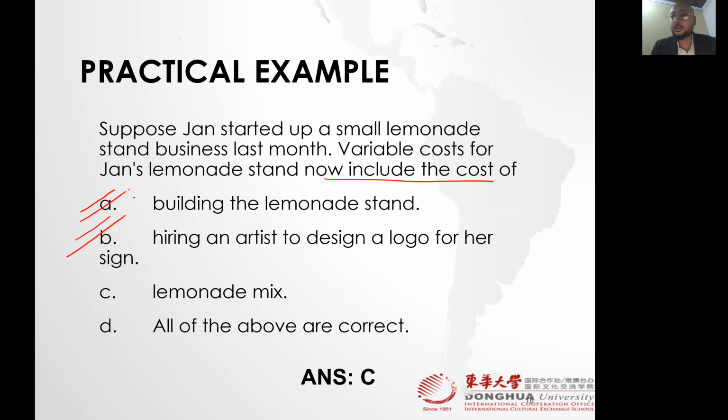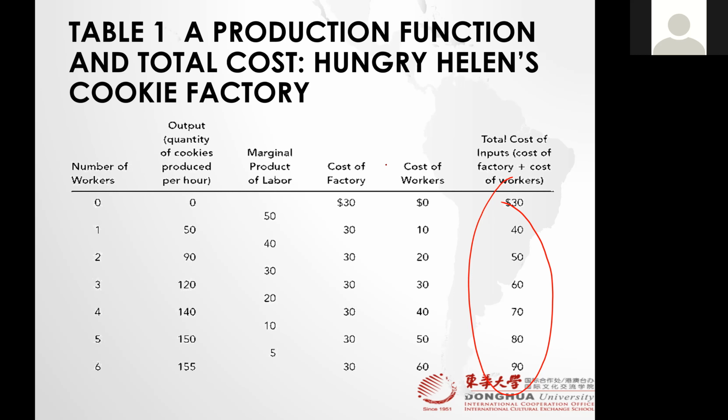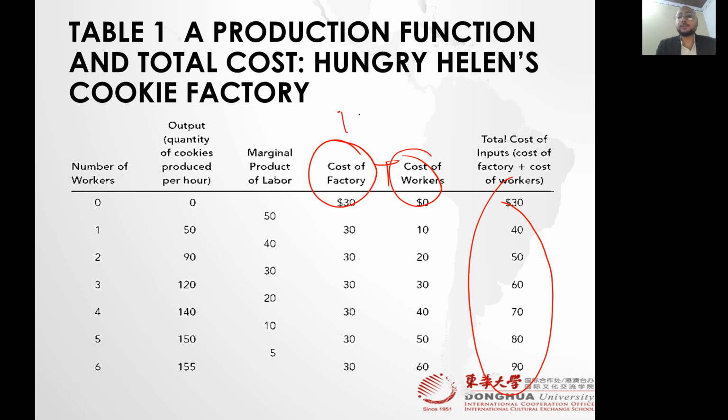Similarly, you put a one-time logo, that's it. You cannot change the logo with the level of output. Let's see the right one. Well done. So the total cost, we already found, is the sum of variable cost and fixed cost.